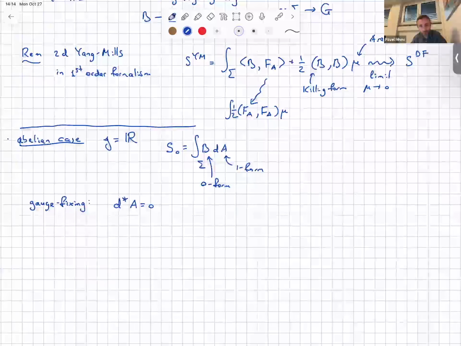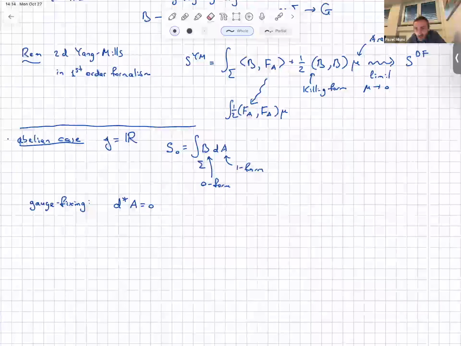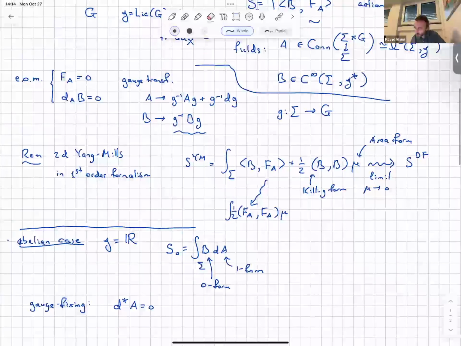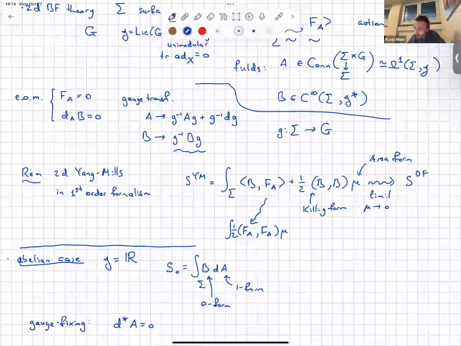Now I see that there are some things in the chat. What's the difference between g and g star? Oh, that was g, sorry. The g was the Lie algebra, so the algebra and its dual.